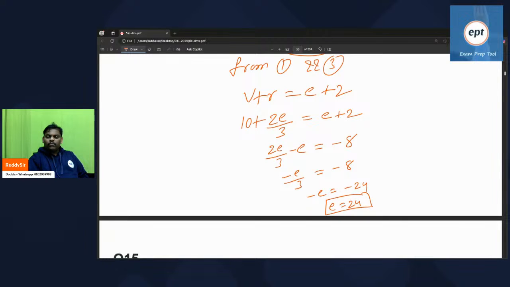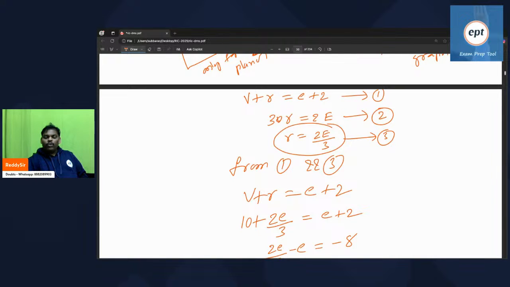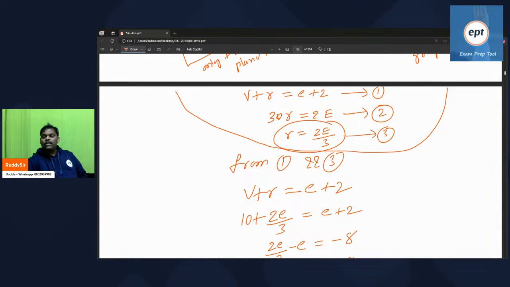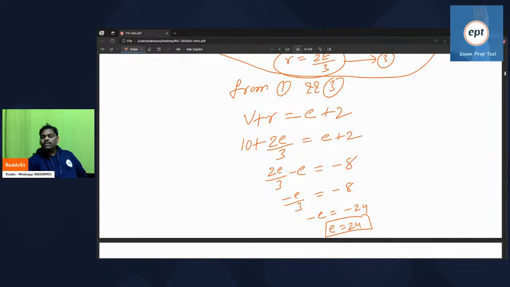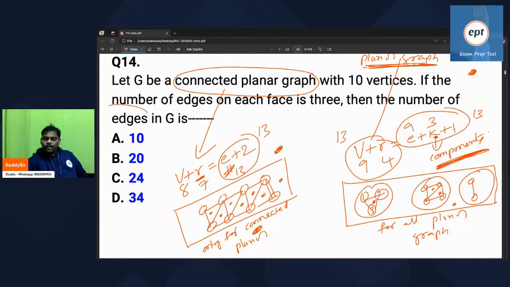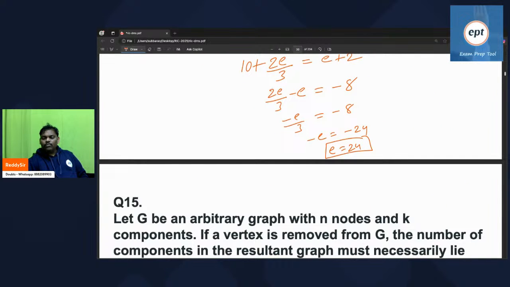Someone said the answer is 24. You are perfect. Use whatever way you like; you need not follow me. From 1 and 3, simply substitute 3 in 1. So V plus R is equal to E plus 2. Finally, you want the number of edges. Just using the available equations, calculate the E value.